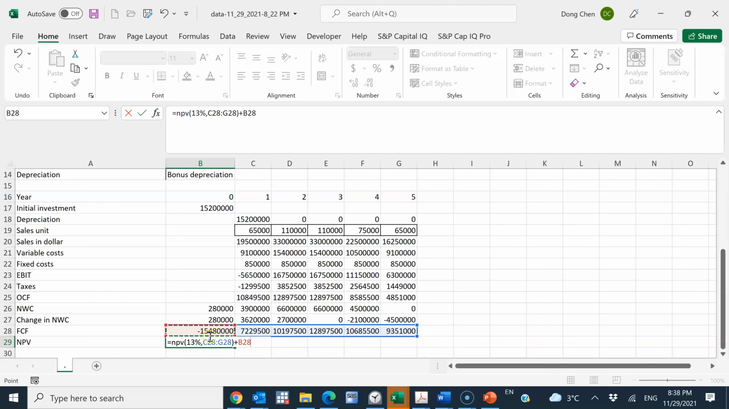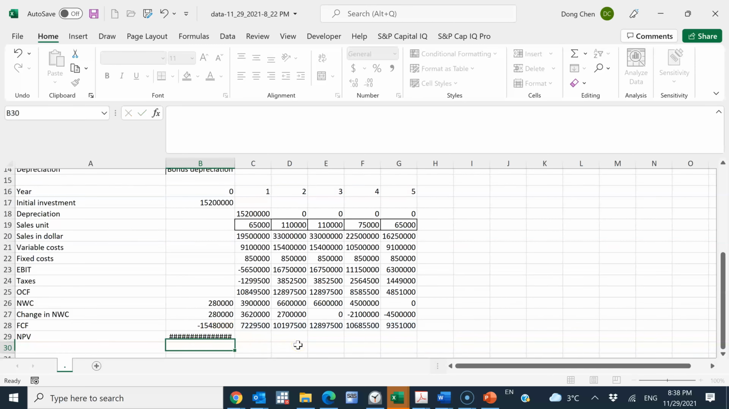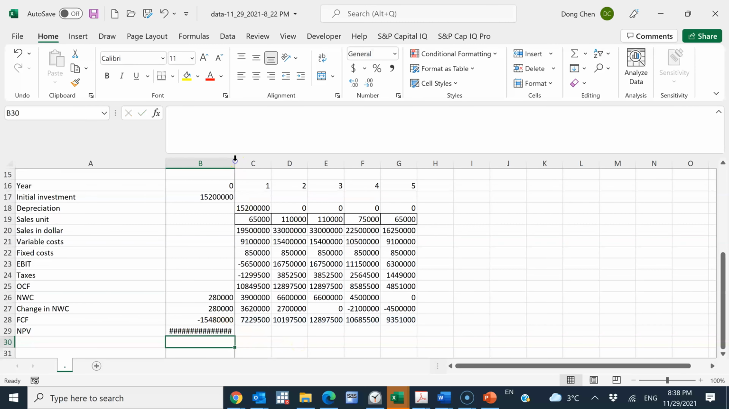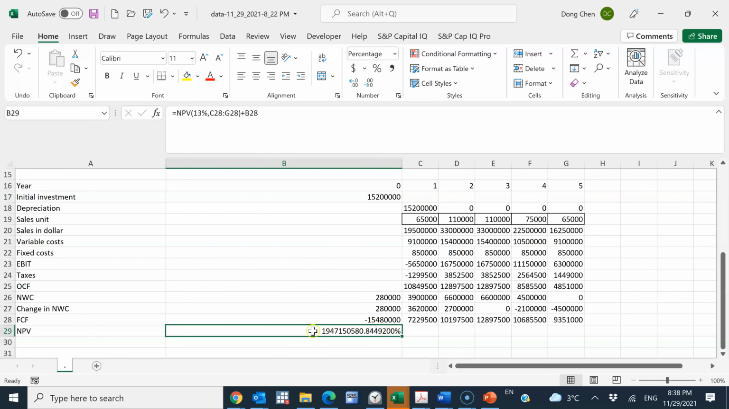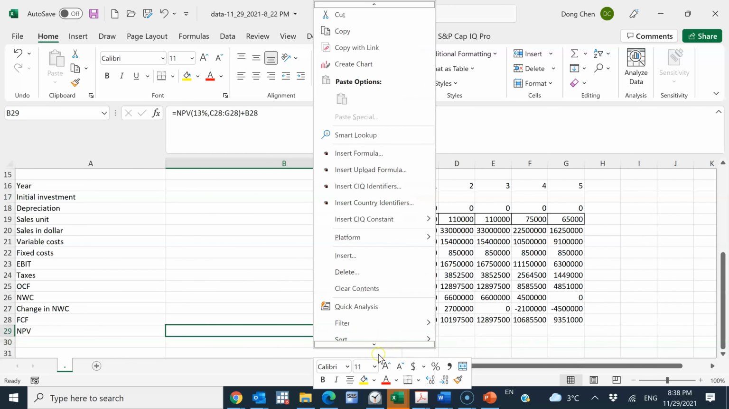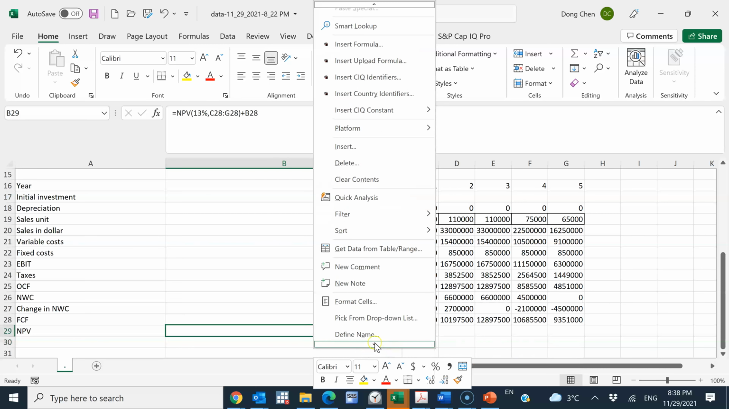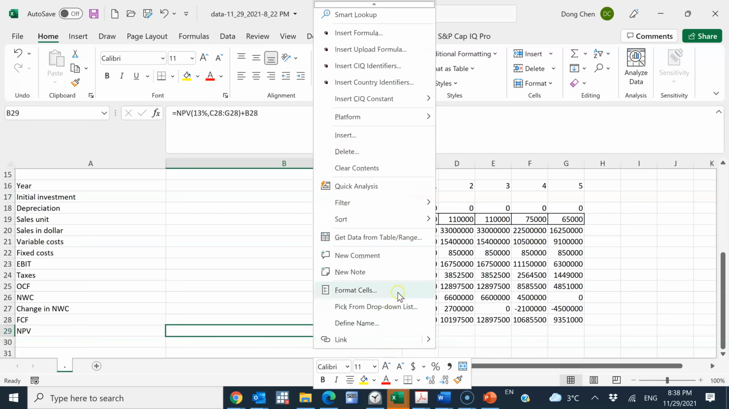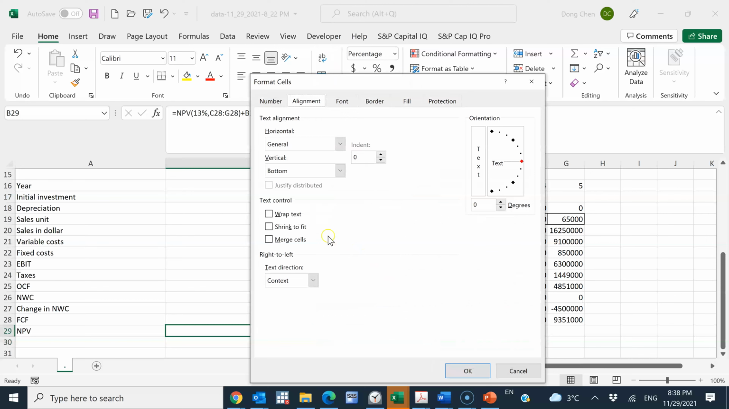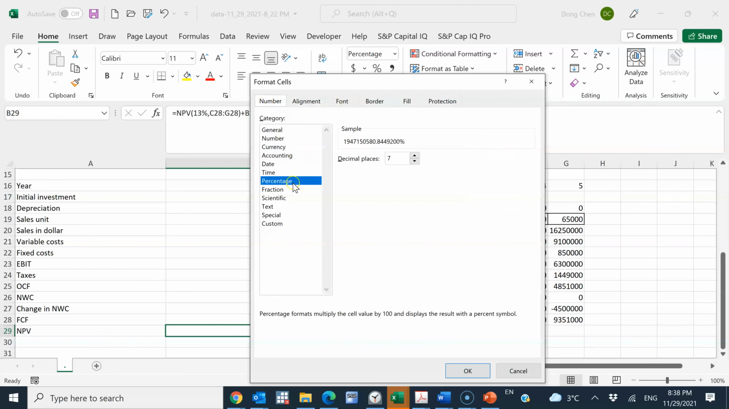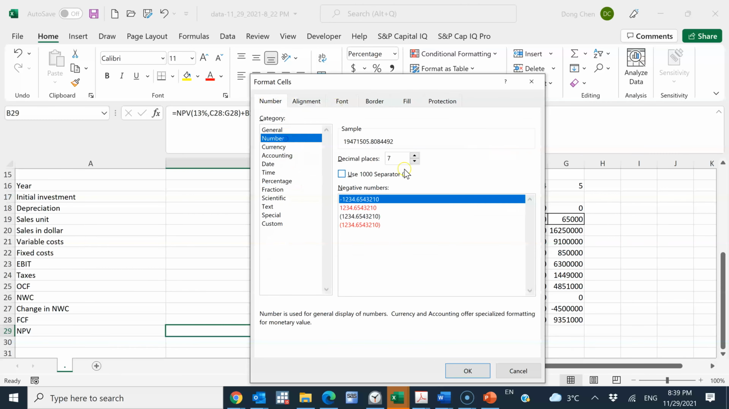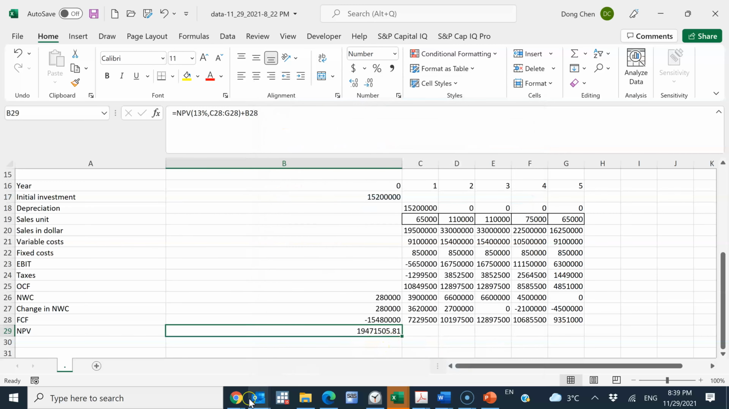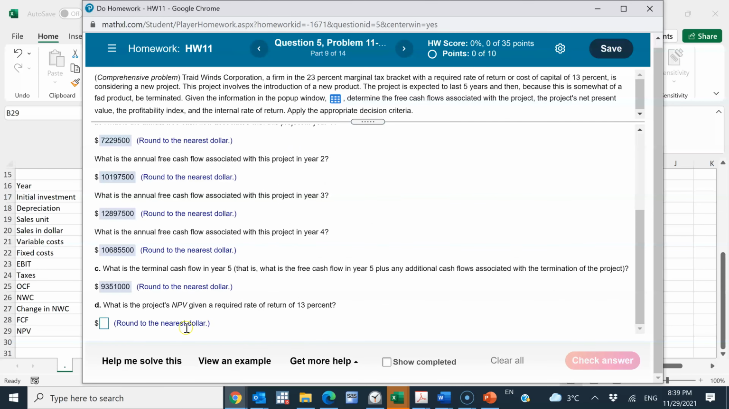Because this initial outlay already incorporates a negative sign in front of it. So that's my NPV. And for some reason, in some questions before this one, I chose the format to be in percentage format. So that's why this number becomes a percentage format. But again, let's go back to the rounding requirement: round to the nearest dollar.